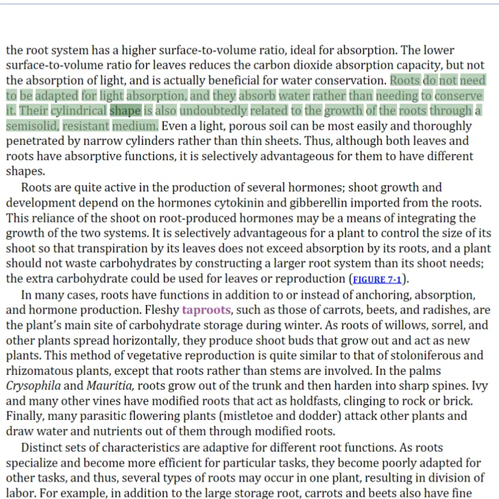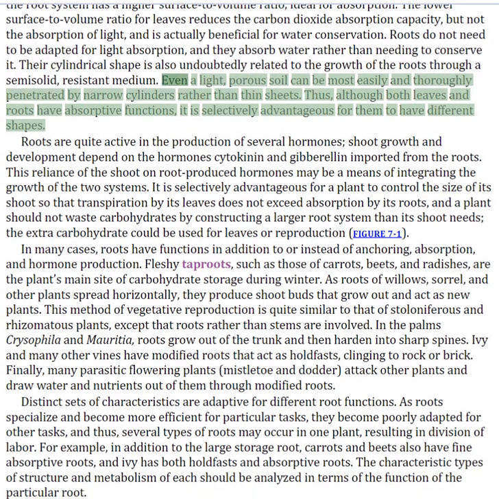Their cylindrical shape is also undoubtedly related to the growth of the roots through a semi-solid, resistant medium. Even a light, porous soil can be most easily and thoroughly penetrated by narrow cylinders rather than thin sheets. Thus, although both leaves and roots have absorptive functions, it is selectively advantageous for them to have different shapes.